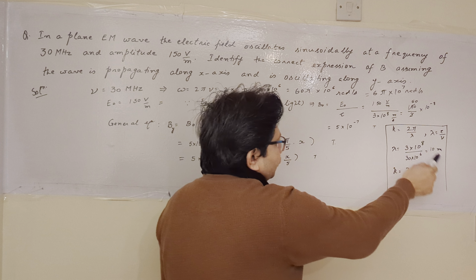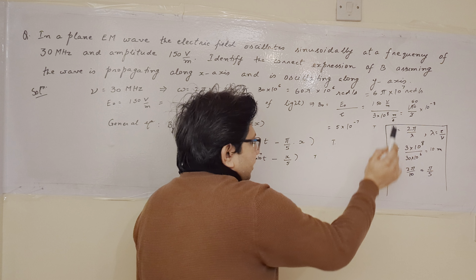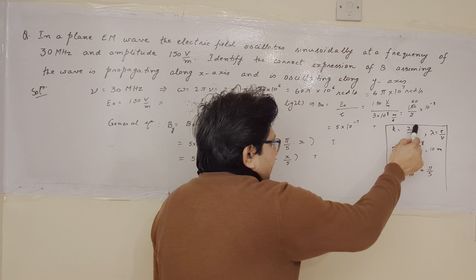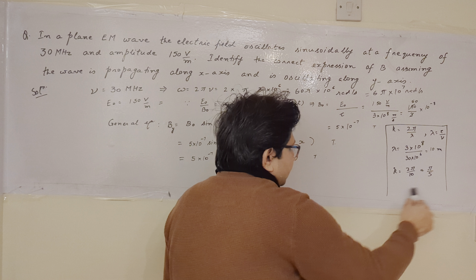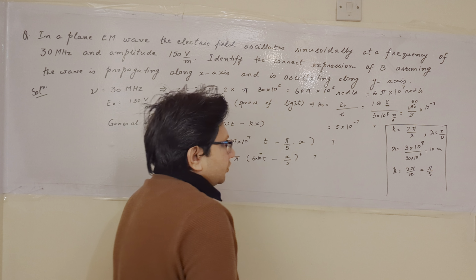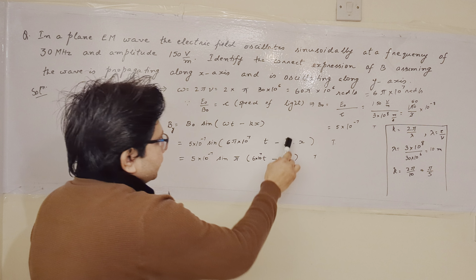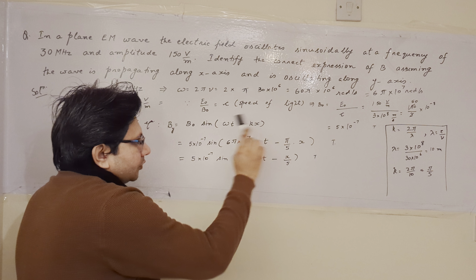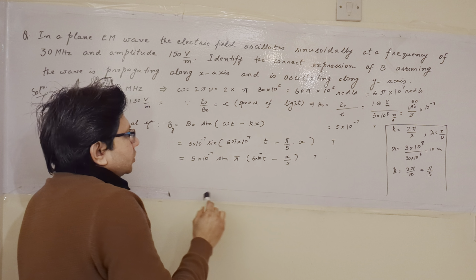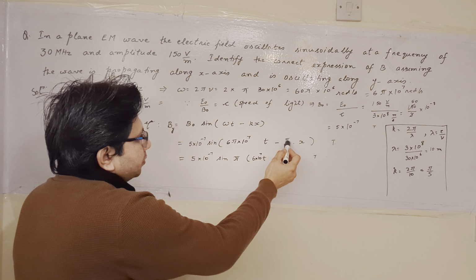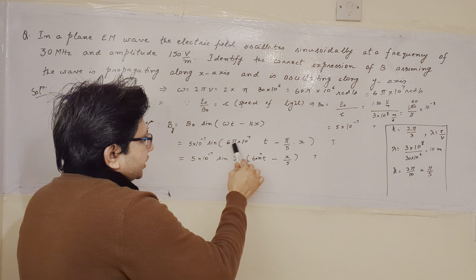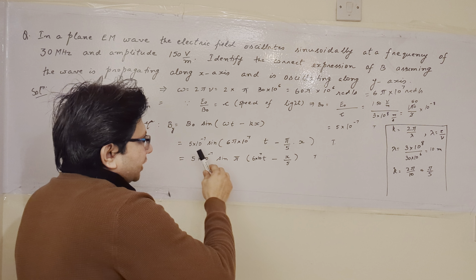We put this value of 10 in the equation 2 pi by lambda. So, lambda is 10 here, and this becomes pi upon 5. The wave number becomes pi upon 5. So, we put the value of k here, which is pi upon 5 in front of x. Now, we can take pi as common, because here is 6 pi, here is pi. So, we take pi as common.